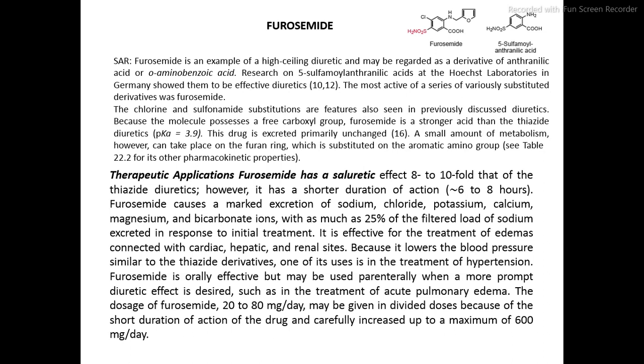Therapeutic applications: this compound functions as a high ceiling diuretic in the ascending loop of Henle. Its duration of action is approximately 4 hours. The uses of this compound are similar to those of furosemide.